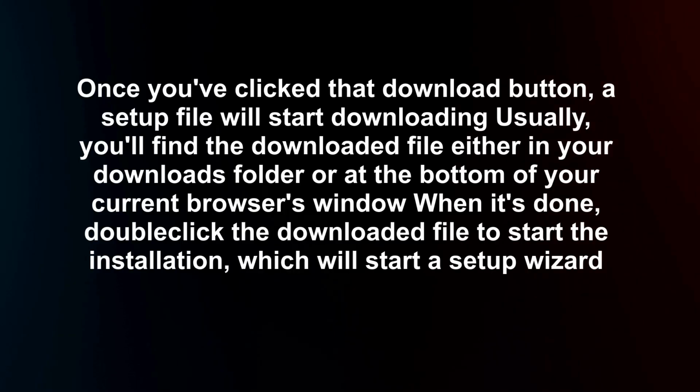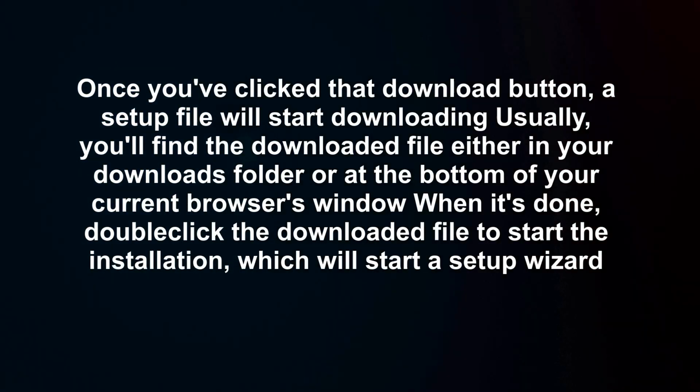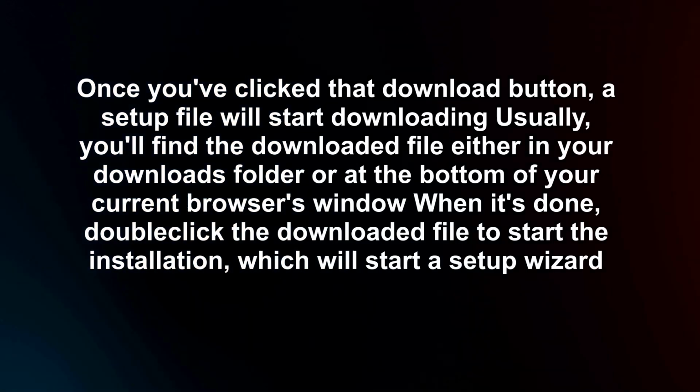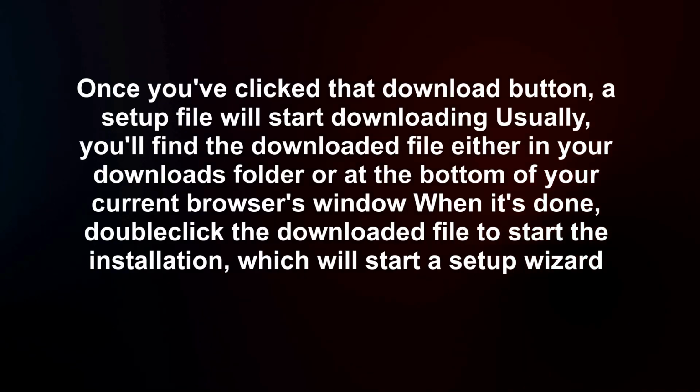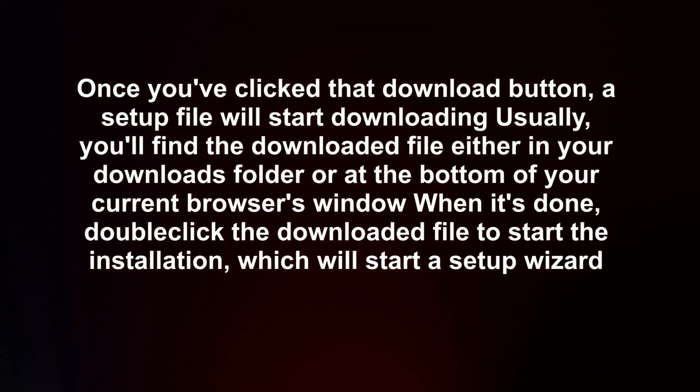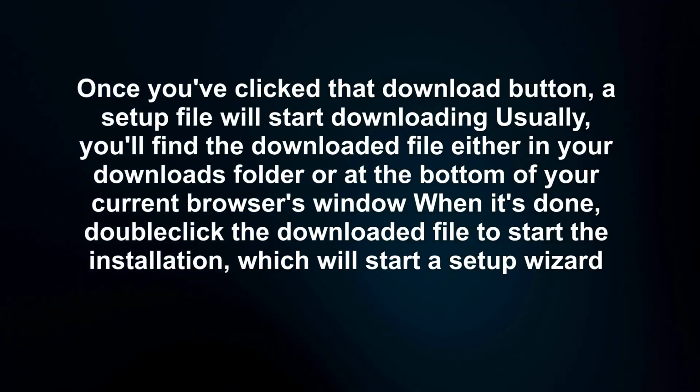Once you've clicked that download button, a setup file will start downloading. Usually, you'll find the downloaded file either in your downloads folder or at the bottom of your current browser's window. When it's done, double-click the downloaded file to start the installation, which will start a setup wizard.